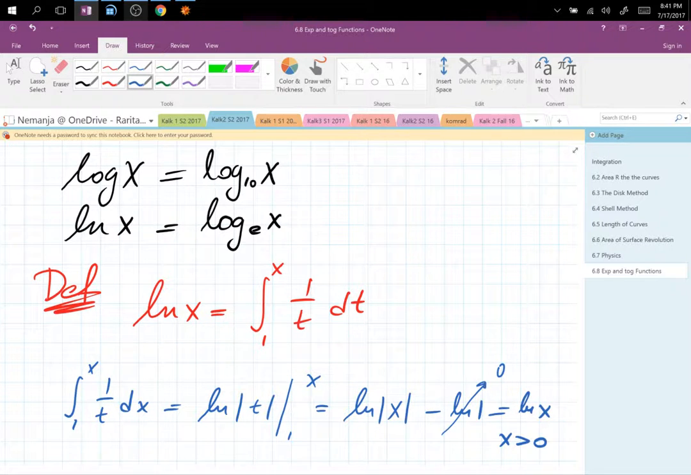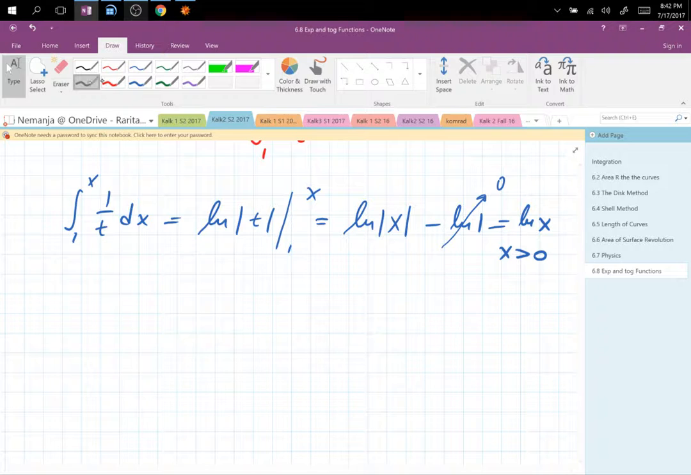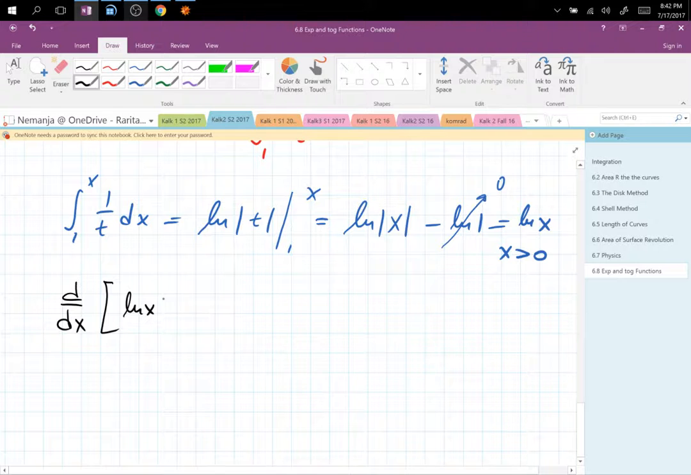What we are interested in here is to talk about the derivatives of logs, because we know that so far. Oh, I skipped integrals of e. I have to do that afterwards. The derivative of ln x is 1 over x. Very good.